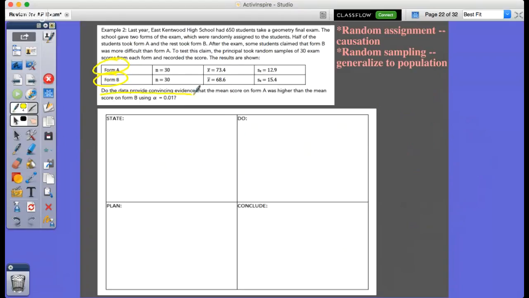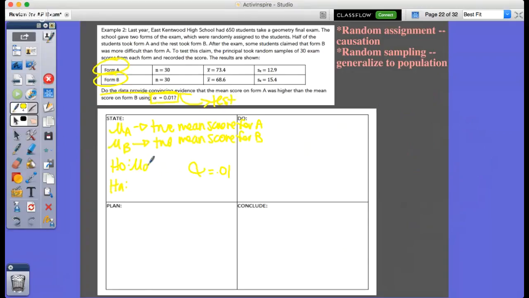Does the data provide convincing evidence, which tells me that this is a test? Notice the little bit of a difference here, which is our alpha level, 0.01. So here we would want to make sure we have mu of 1 or mu of A. You could put whatever variable you want as long as you define it. And mu of B, define that too. So this would be the true mean score for A and the true mean score for B, okay? So we got our null and we've got our alternative here, okay?